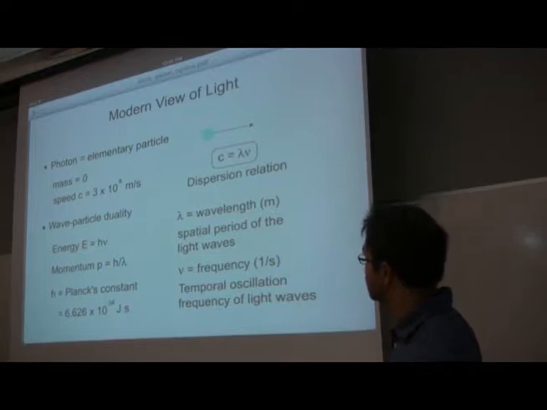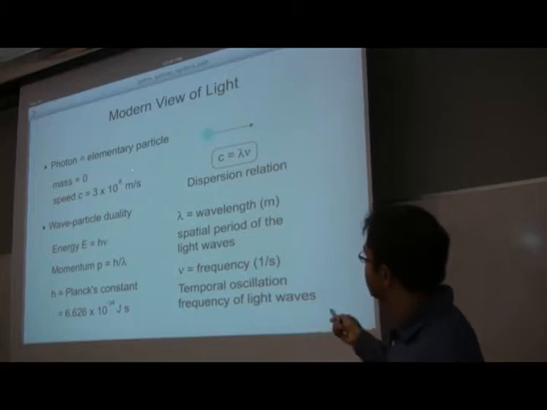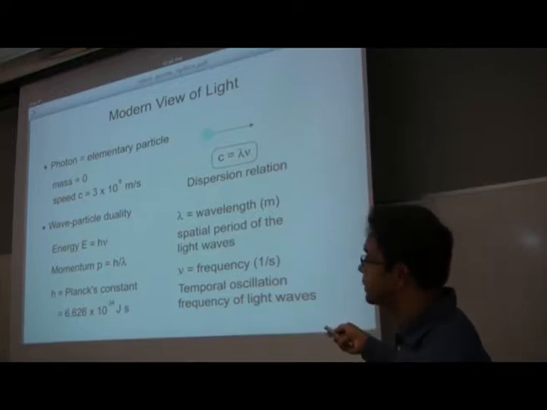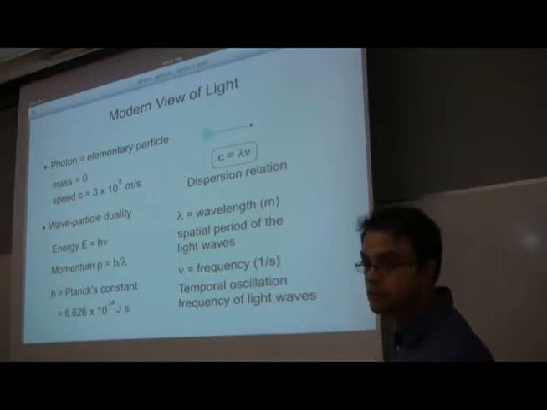Okay, so jumping into this, the modern view of light, of course, we saw this last week, was that light can be a particle or it can also be a wave. And there are a few fundamental constants that we should be aware of. The photon is the elementary particle of the electromagnetic field. It has zero mass and a fixed speed in vacuum of 3 times 10 to the 8 meters per second. The speed is related to wavelength and frequency by the equation c equals lambda times nu, which is referred to as a dispersion relation.